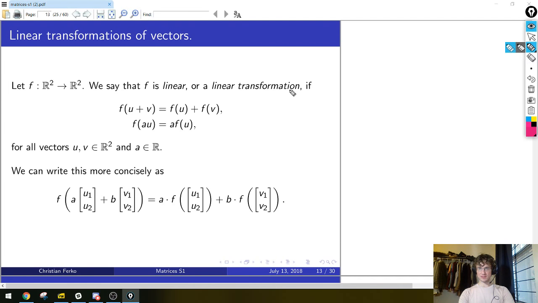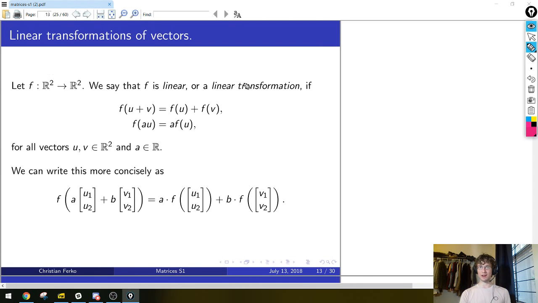Alright, so now we know what vectors are. Let's go back to the main thread of the story. So you'll recall our quest here is to classify linear functions. We've already classified linear functions in one dimension, which means R to R. And we found the classification was very boring.